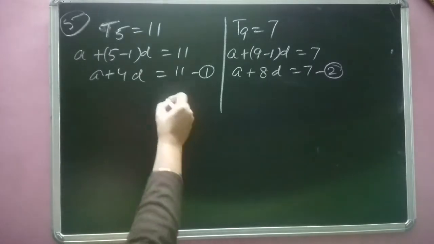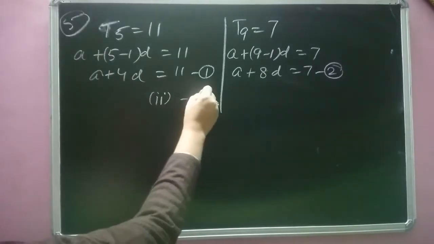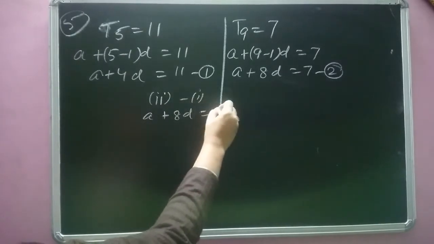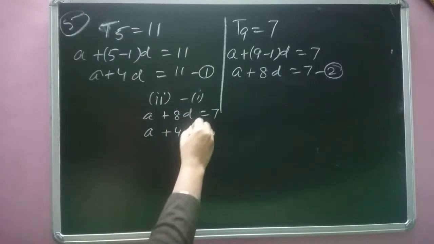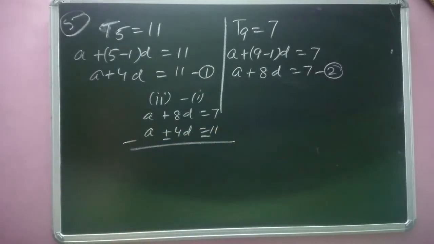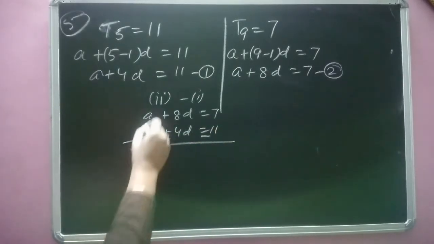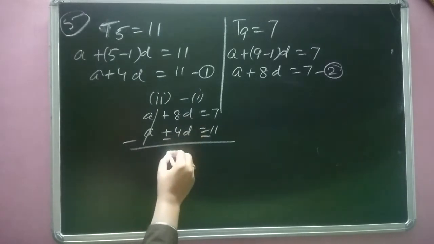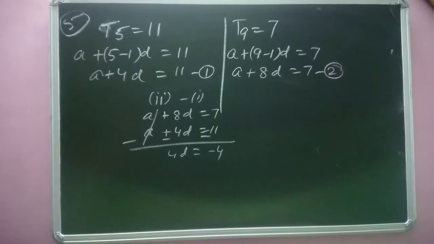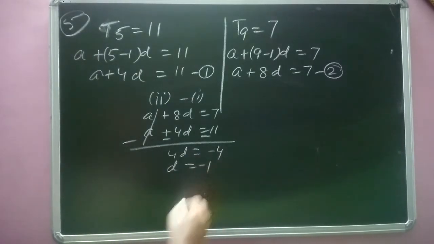Now we can solve the two equations. Take equation number 2 minus 1. So A plus 8D equal to 7 and A plus 4D equals to 11. Subtract the first equation from the second. So A and A will get cancelled. 8D minus 4D will become 4D equals to 7 minus 11, that is minus 4. So D will be equal to minus 1.